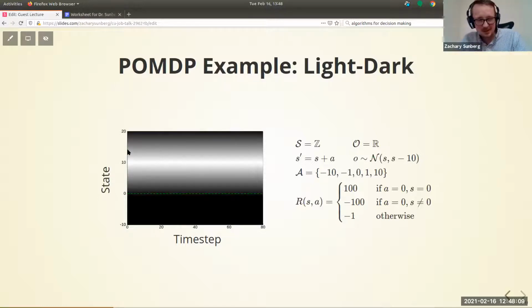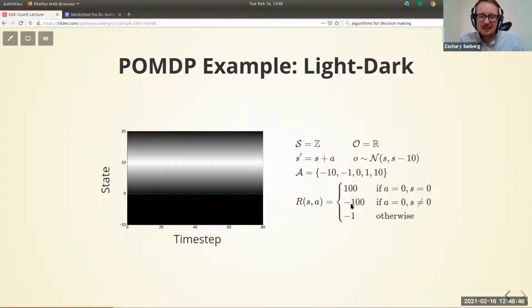So we don't know what state we start out in, but if we can localize in the light region, then we'll know where we are. The actions are, we can either take a big jump, -10, -1, stay in the same spot, 0, or take a -1 or 1 small jump, or a +10 large jump. And then the reward function is +100 if we take this special action 0 in state 0, and -100 if we take action 0 anywhere else, and then -1 for every time step that it takes us.